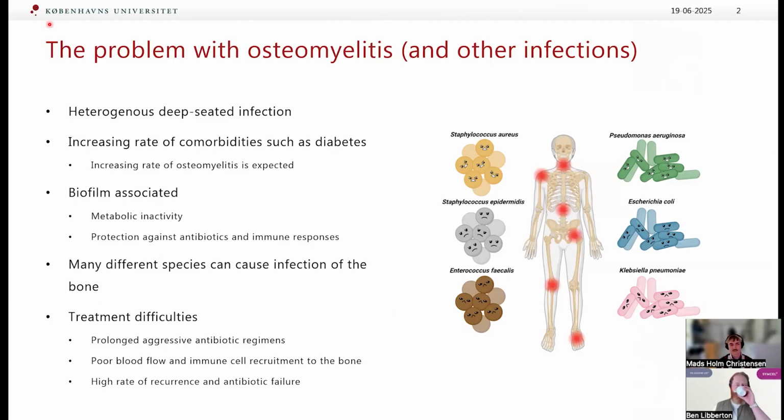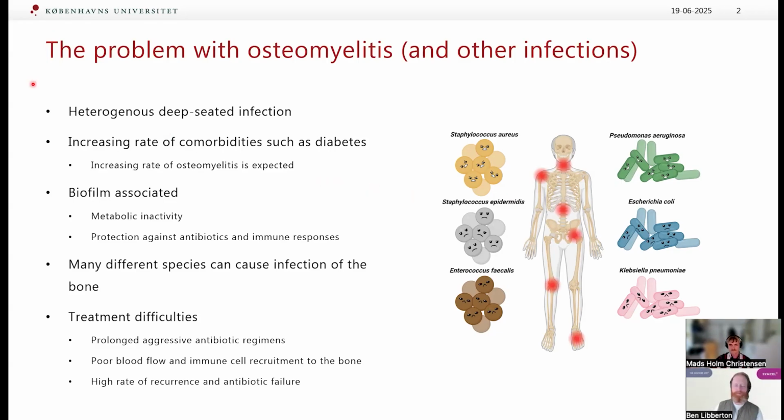It's a very heterogeneous disease, and it can occur almost anywhere in the skeletal system, as you can see on the figure, and it can be caused by a lot of different pathogenic bacteria. So this can make it more tricky to diagnose and to treat as well. It's very often biofilm associated, which means that you will most likely see metabolic inactivity of the bacteria present. And on top of the biofilm aspects, there's a poor blood flow to the bone, which means that antibiotics and immune cells will not be recruited and transported as easily.